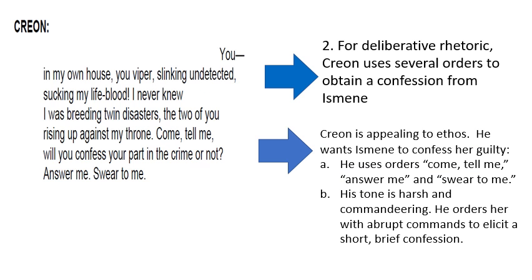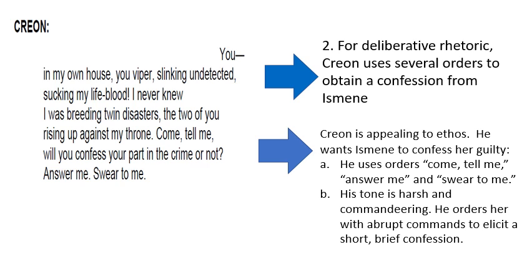How to explain the deliberative rhetoric, second component? Well, he uses several orders to obtain a confession, and he's appealing once again to ethos. He wants Ismene to confess her guilty conscience. I didn't get to type that in. He wants her to confess that she's guilty. It's a little awkwardly worded. He uses orders: come, tell me, answer me, swear to me.